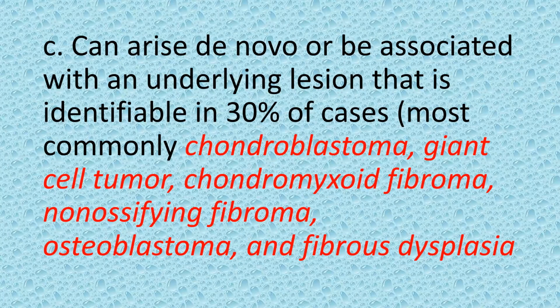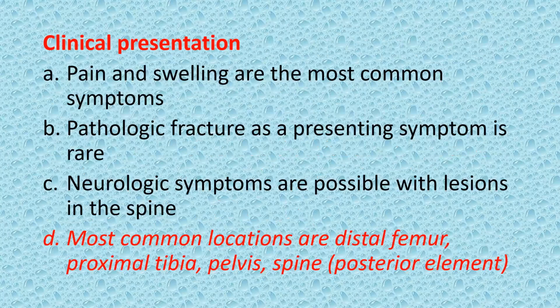Pain and swelling are the most common symptoms. Pathologic fracture as a presenting symptom is rare. Neurologic symptoms are possible with lesions in the spine. Most common locations are the distal femur, proximal tibia, pelvis, spine, and posterior elements.